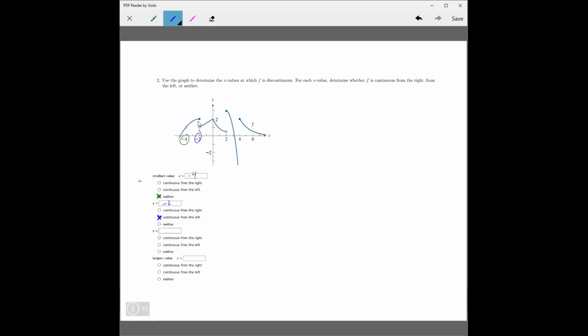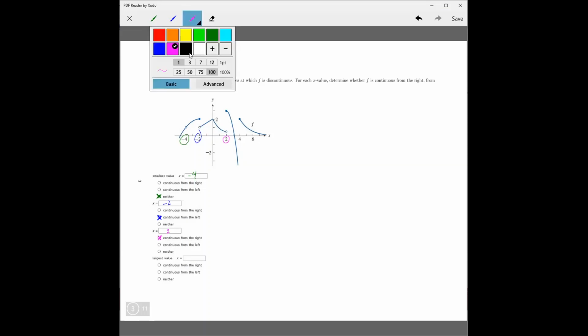Next, you might be wondering about this value here. It's actually continuous there, even though there's a spike, because both the left and right converge to 2, and so does the function value. So 2 is the next place where it's not continuous, and this one is continuous from the right because the function goes to that value on the right.